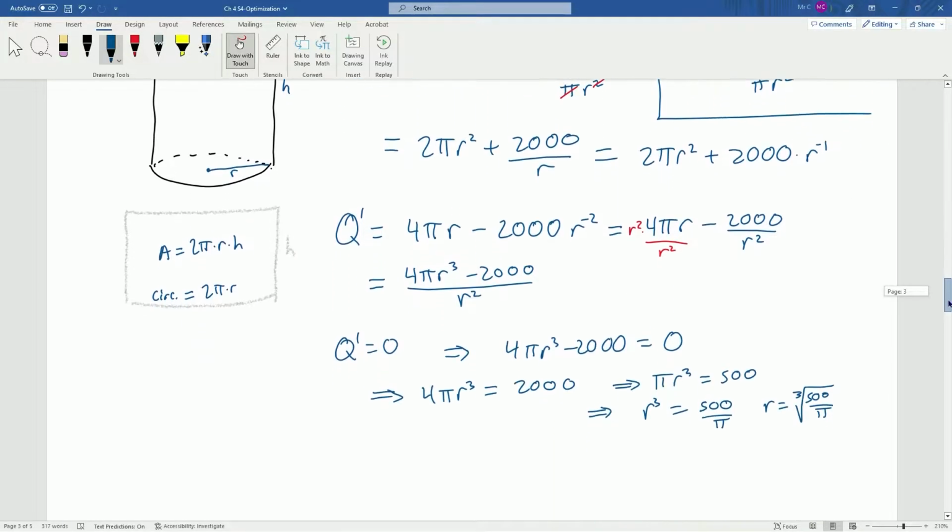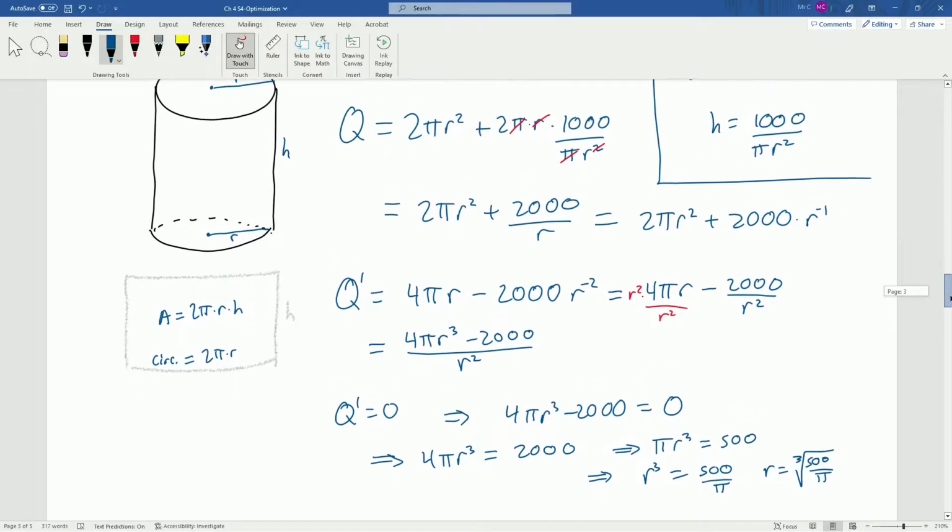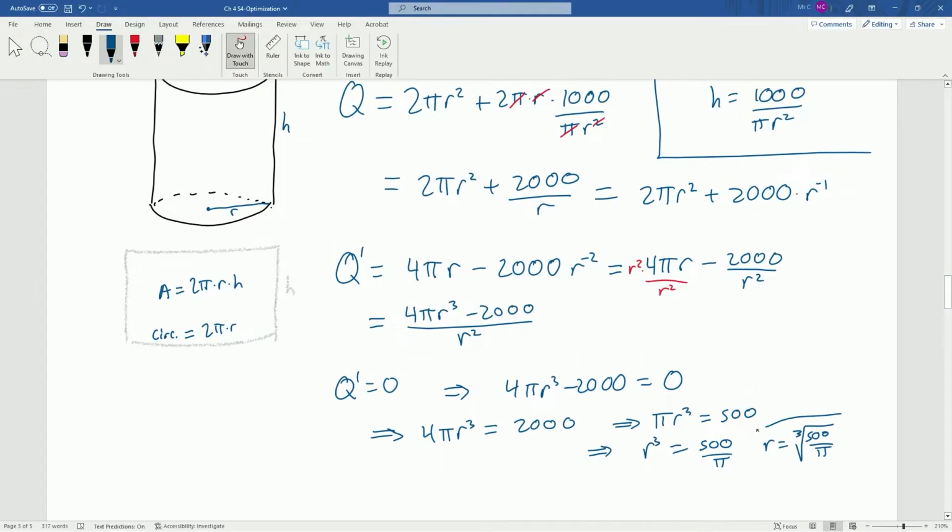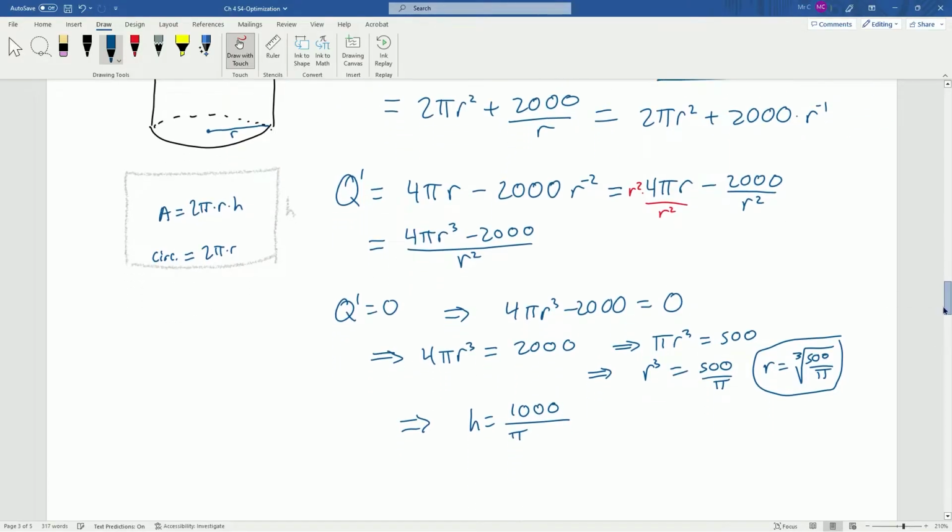It wants both dimensions though, so we've got to use our restriction to find the height. So here's r. So the height is 1,000 over pi times r squared. And I'm going to leave that value as is.